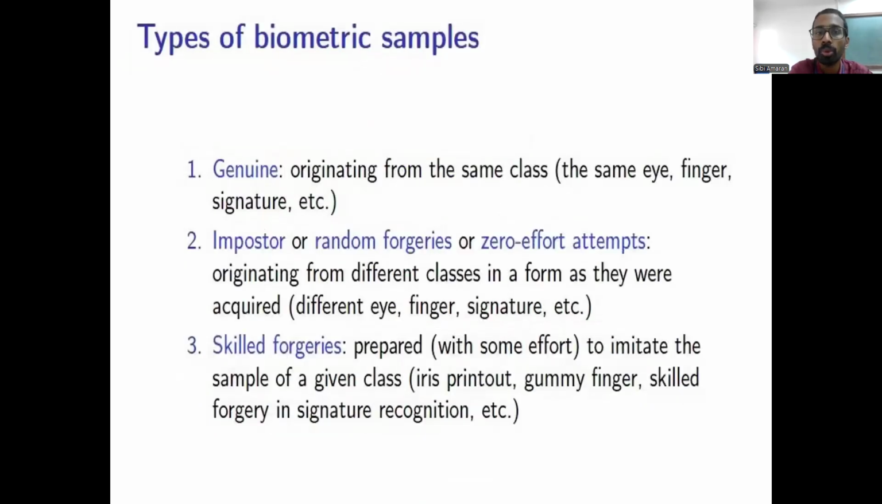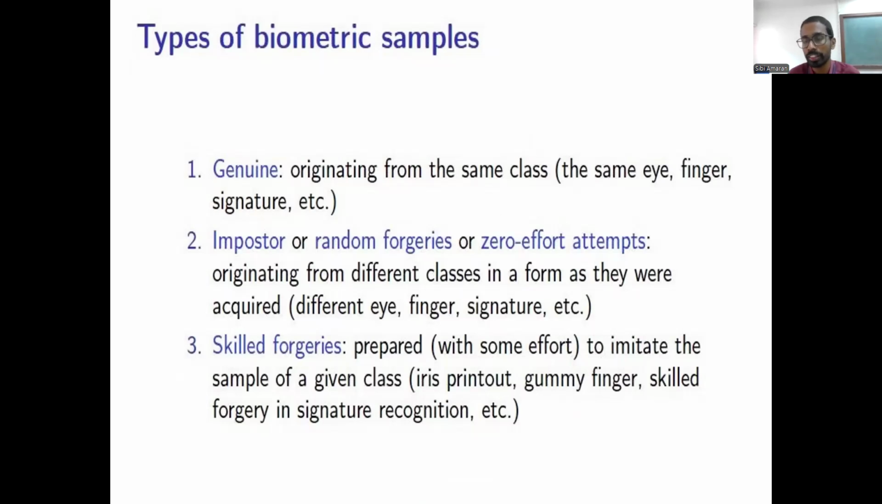Now, we can move into the types of biometrics: genuine, imposter, and skilled forgeries. Genuine means it is coming from the genuine user; I mean, 2 samples are coming from the same person. Imposter means the 2 samples are coming from different persons. And skilled forgeries means some persons will be trying to imitate us.